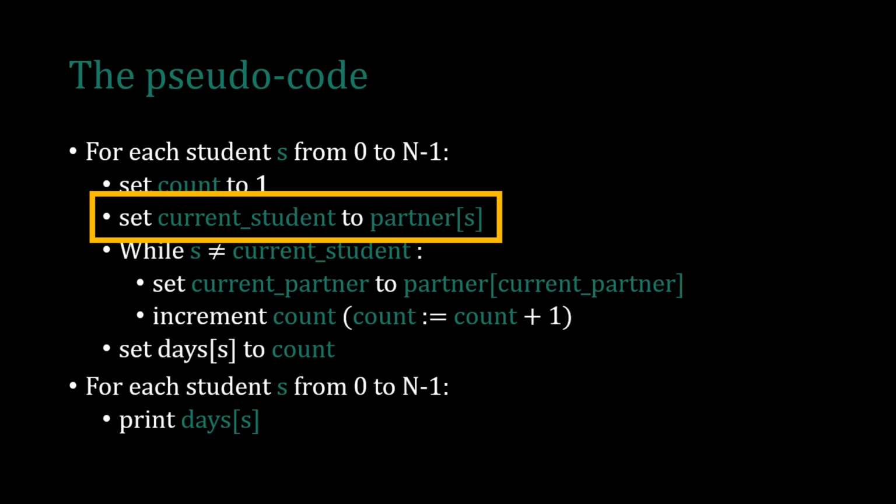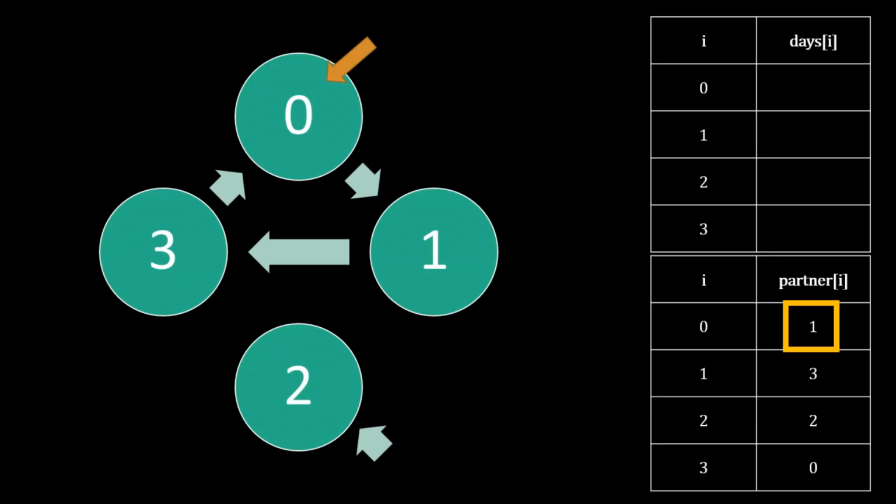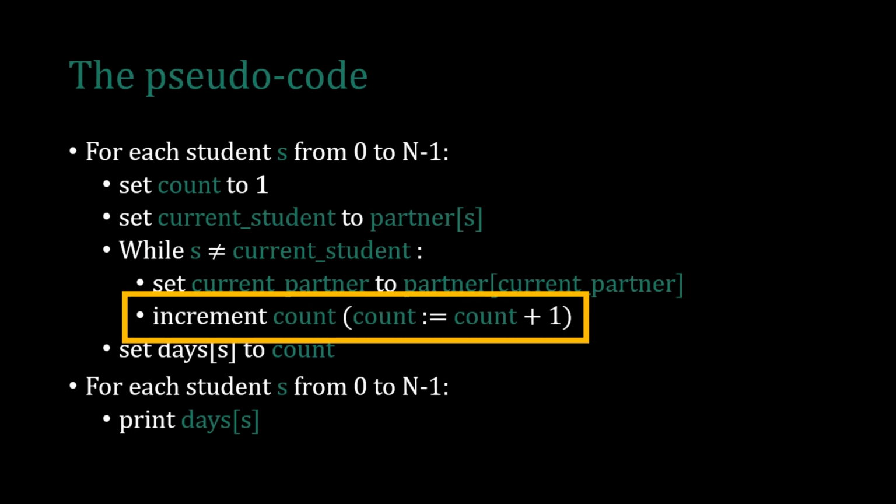then we set the current student to partner S. So partner S is equal to 0 so far. So we're going to see for 0, his partner is 1, so we go to 1. Then we take the partner of 1, which is 3, so we go to 3. Then we take the partner of 3, which is 0, so we go to 0. As we have incremented twice, and count is already equal to 1 at the beginning, then it's 2 plus 1, which is 3.